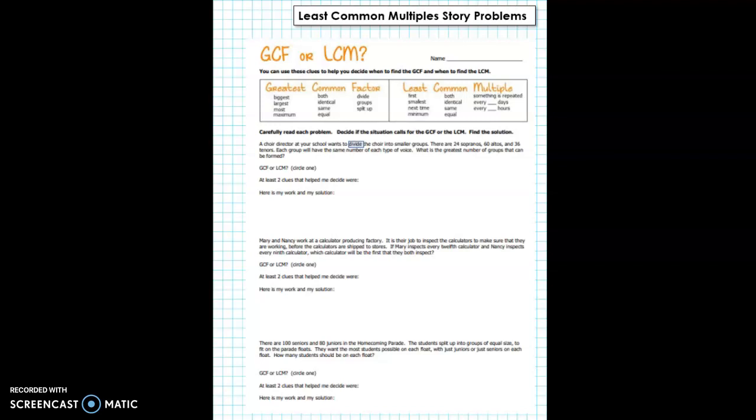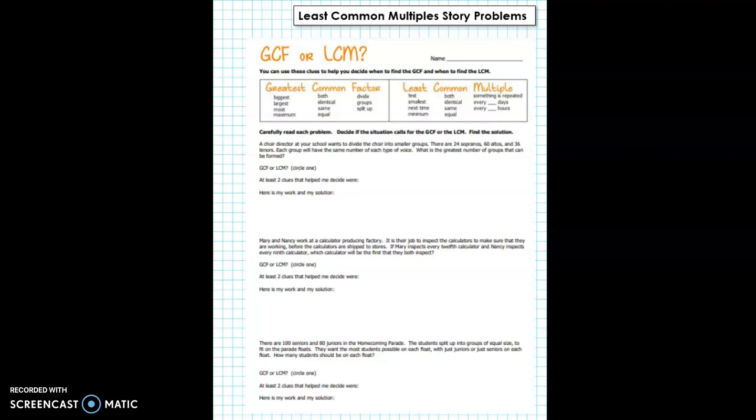So the first problem reads, a choir director at your school wants to divide the choir into smaller groups. There are 24 sopranos, 60 altos, 36 tenors. Each group will have the same number of each type of voice. What is the greatest number of groups that can be formed?